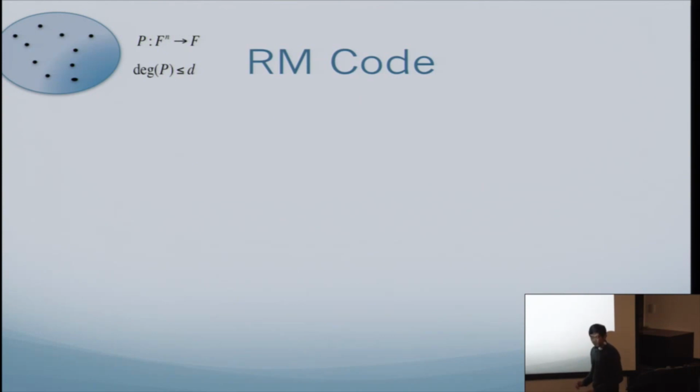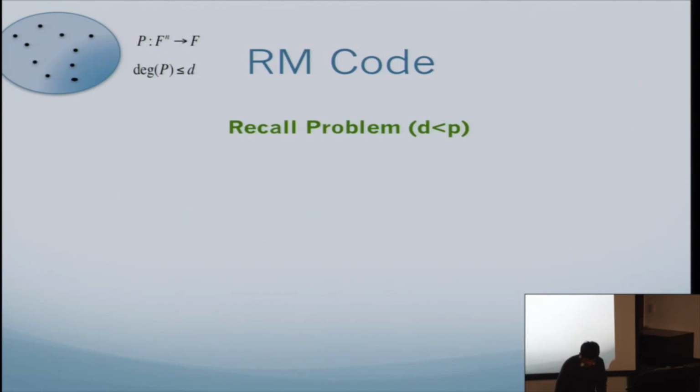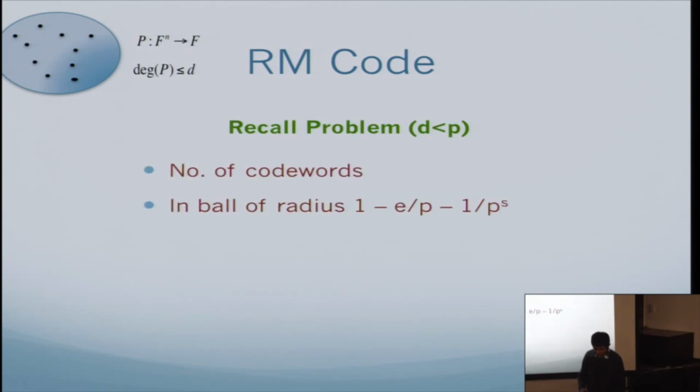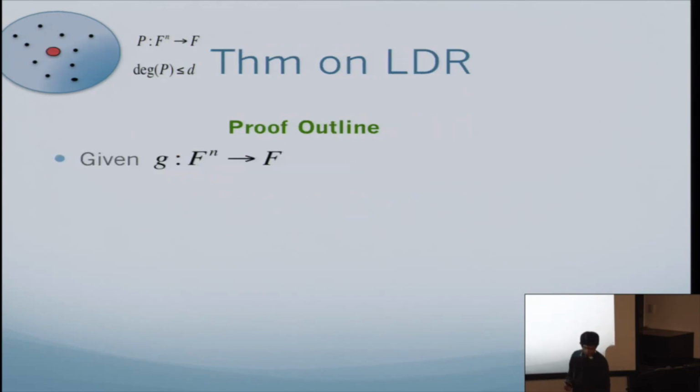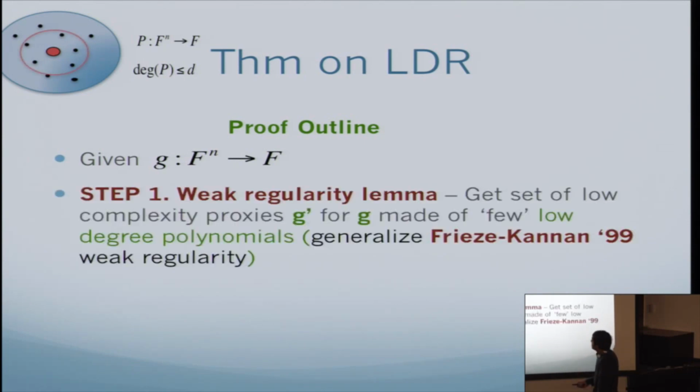So we look at a proof outline for this. We are going to set D less than P for now, just for the outline. So this is the goal. You want to show that the number of code words in a ball of radius 1 minus E over P minus epsilon is this number, P to the N to the D minus E. The proof at the high level is a two-step proof: given a center G, we construct a ball of radius 1 minus E over P.